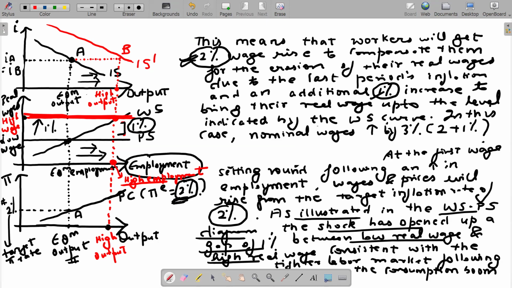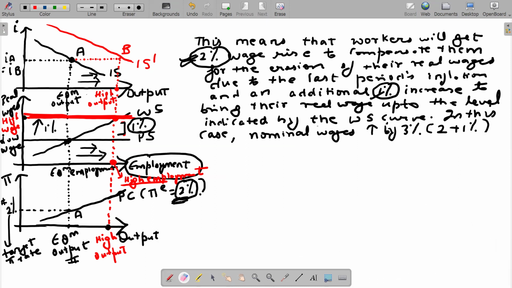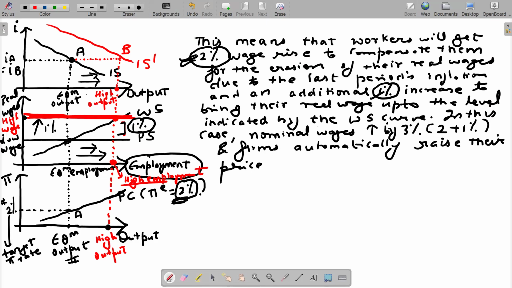And now firms also have to maintain their profit margin. So if nominal wages go up by 3%, firms will increase prices also by 3%. So I can erase all this and I can write that point. In this case, nominal wages increase by 3% and firms automatically raise their prices by 3% to protect their profit margins.